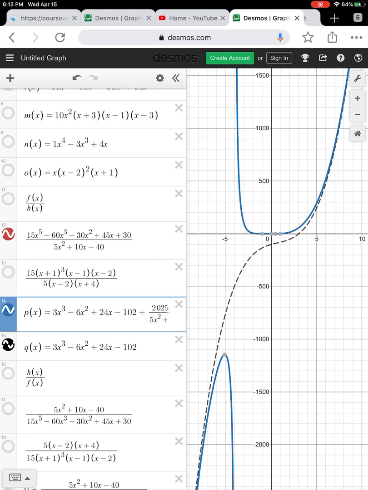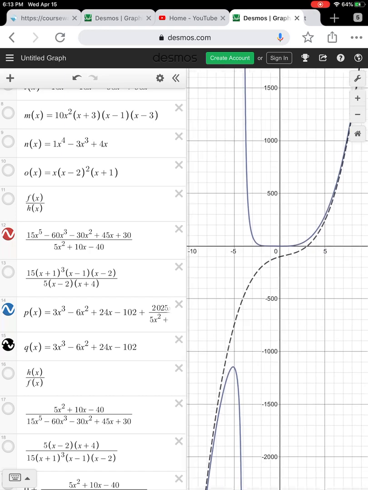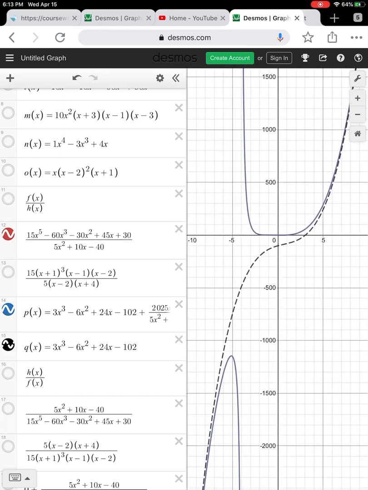On the top, you also have an x minus 1, so that means at x is 1, you have a 0, 1 comma 0. You also have an x plus 1, you actually have 3 of them. So at negative 1, you also have a 0 there. But on the bottom, you have an x plus 4, which means at negative 4, you have yourself an asymptote, as you can see there. But the end behaviors are the interesting thing.